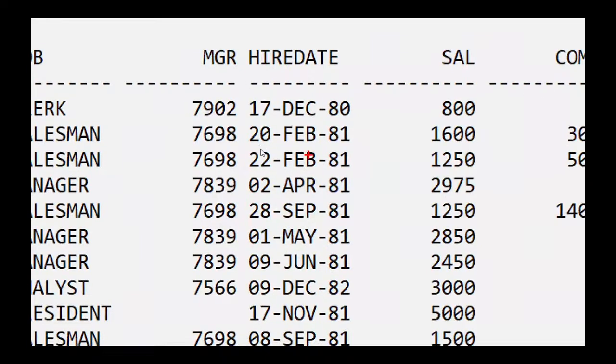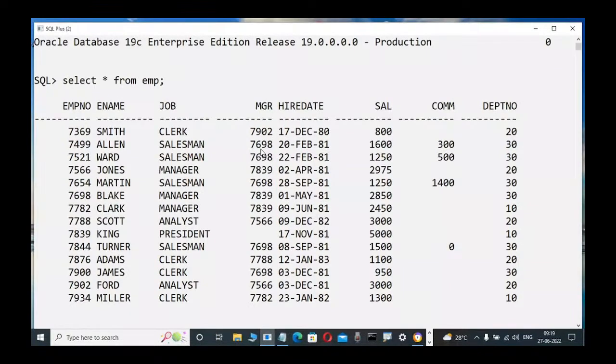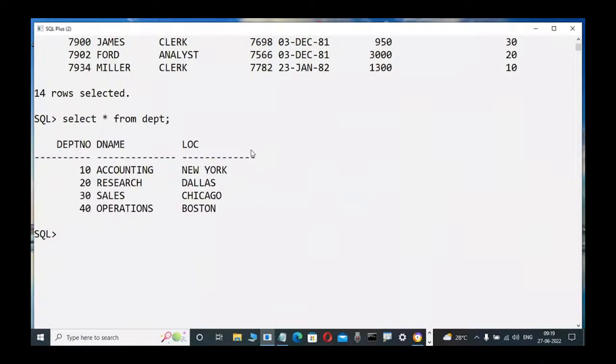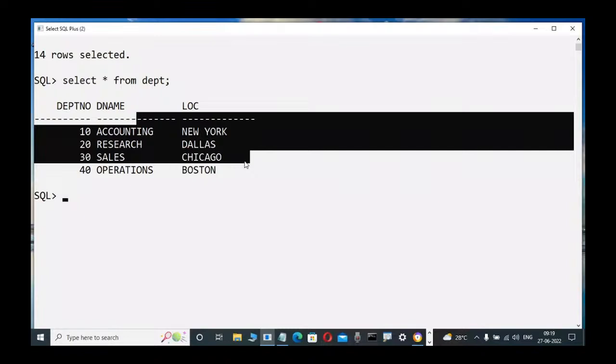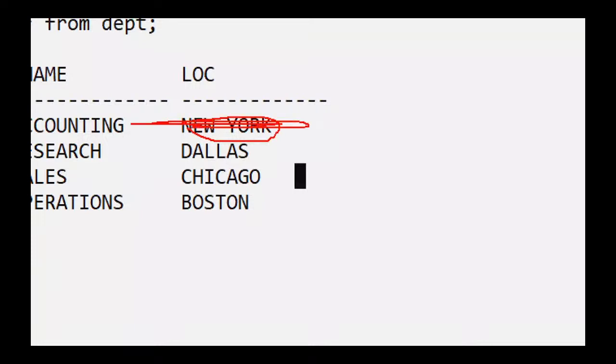Now concentrate here. This is another table, for example. There are so many things in a database, so many tables. You will also create these types of things in the future. Suppose, for example, this is the data. You and I are working in a company, for example. Suddenly your manager asks: New York is the data here, change this data to Hyderabad.